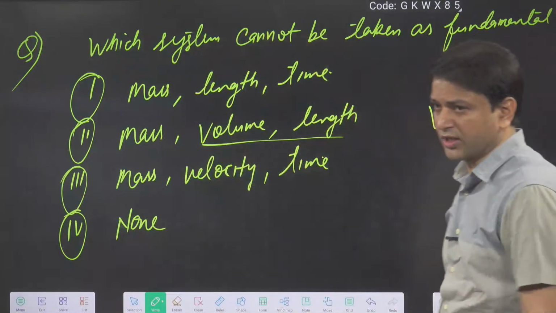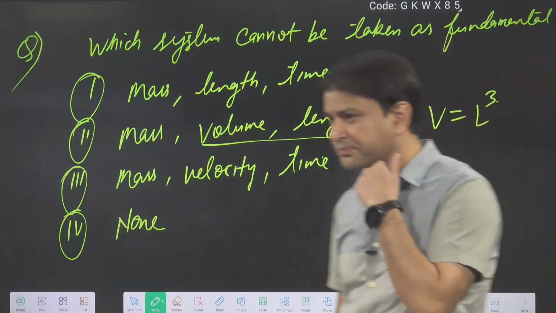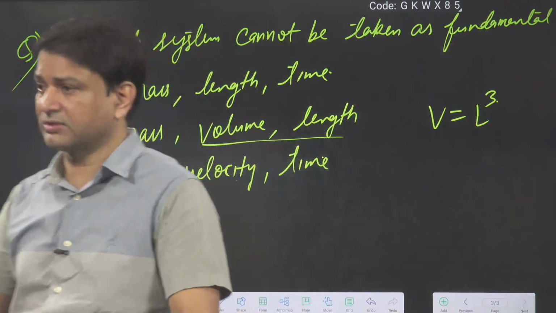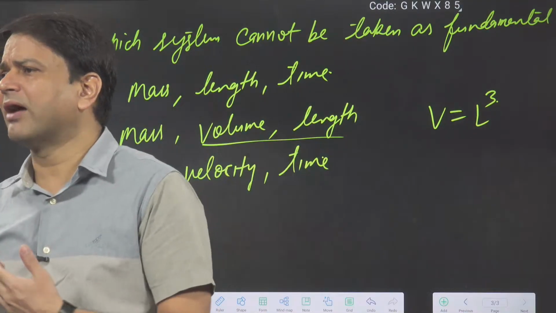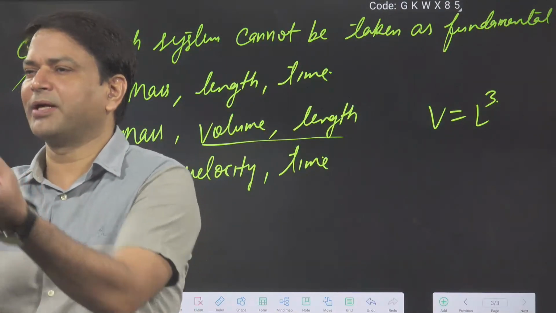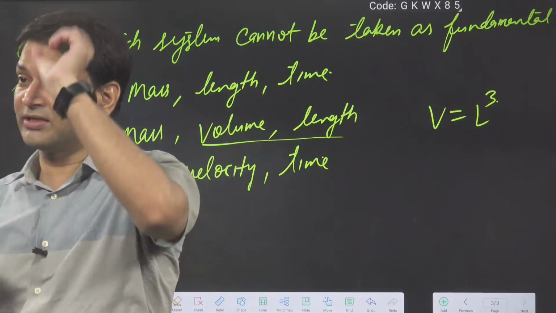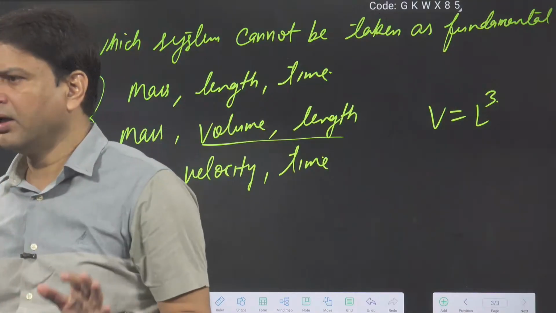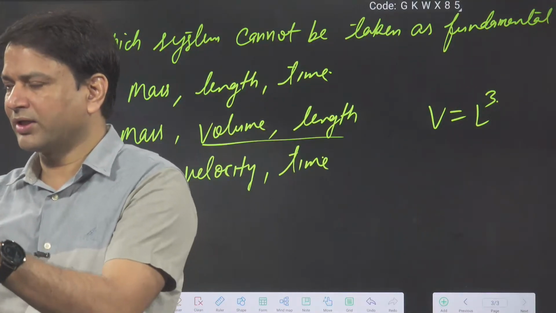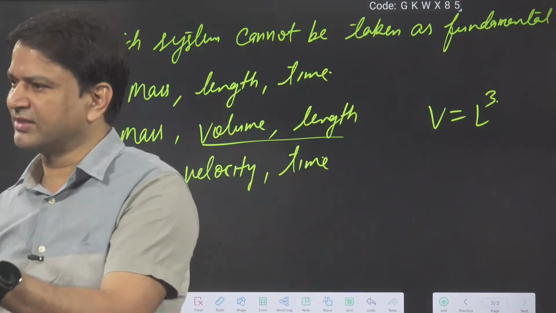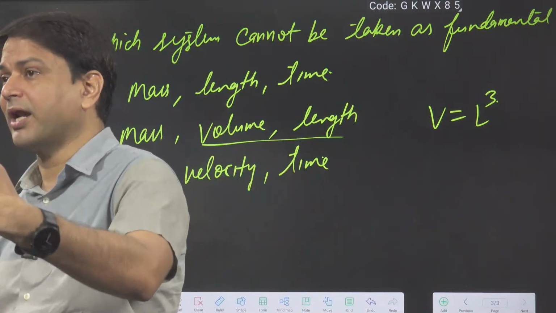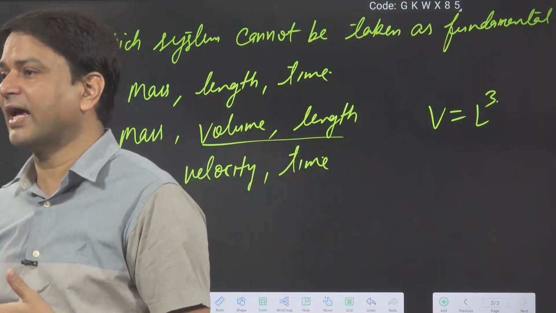Who has the confusion in the third? Mass, velocity and time. Can we take them as fundamental? Yes, we can. Why are people saying the third option? Because our habit is mass, length and time, and we think that velocity is derived. In our actual SI system, the fundamental system we learned, velocity is derived. But here in this question, I'm asking which we cannot take as fundamental.